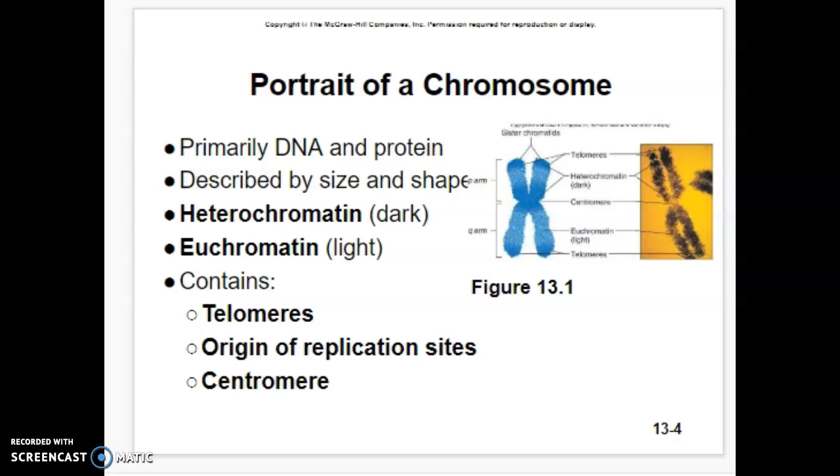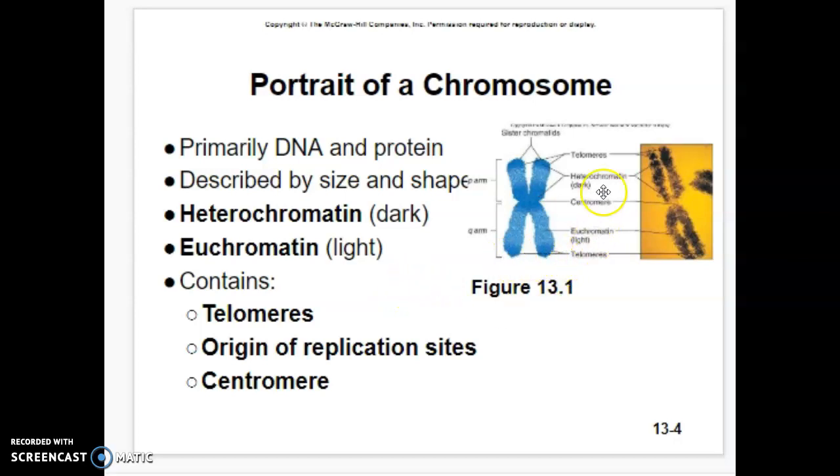So what's in a chromosome? Mostly DNA and protein, about 50% of each. For a long time, people thought protein was the genetic material because there's so much in the chromosomes. They're described by size and shape. Our number one chromosome is the biggest one, number two is the next biggest one, and so on.